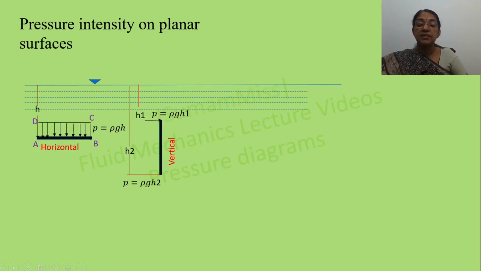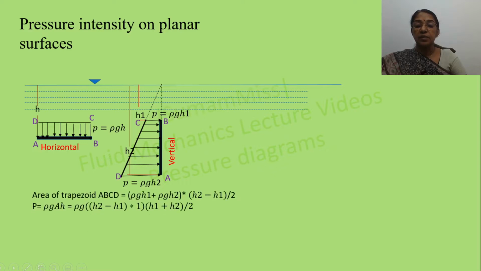If you are drawing the pressure intensity at various points, the pressure intensities vary linearly from rho g H1 to rho g H2. If you join all these points by means of a straight line, then the trapezoid represented by A, B, C, D is the area of the pressure diagram. Calculating the area of the pressure diagram, which is a trapezoid, the area equals (rho g H1 plus rho g H2) by 2 into (H2 minus H1), where H2 minus H1 represents the length of this vertical plane.